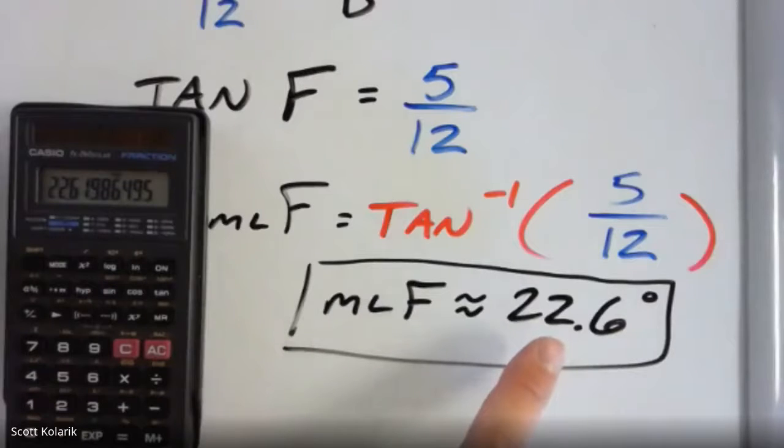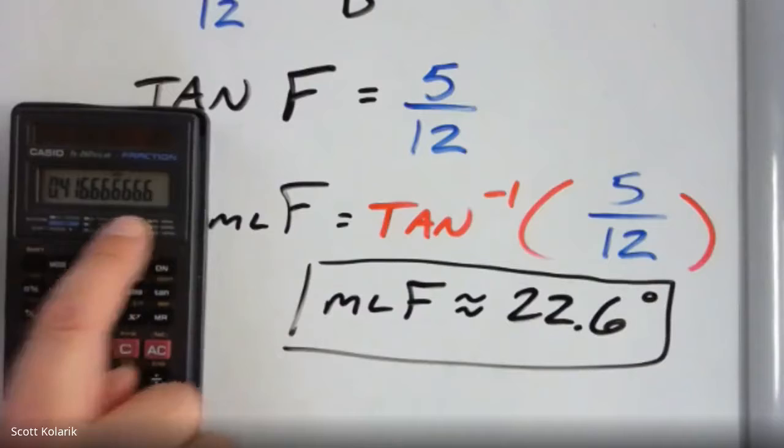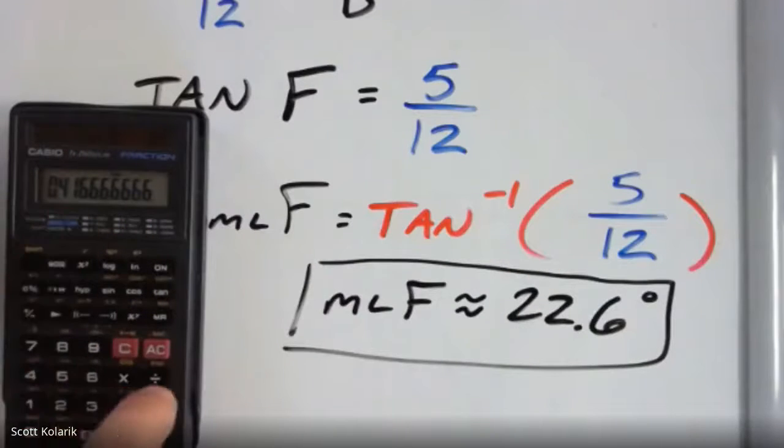And just to prove to you that this is correct, if I were to take the tangent of this degree, I get this crazy decimal. So just bear this in mind right now. If I were to do 5 divided by 12, I get this decimal back. So let me do that really quickly. 5 divided by 12. Hey, there's that decimal.